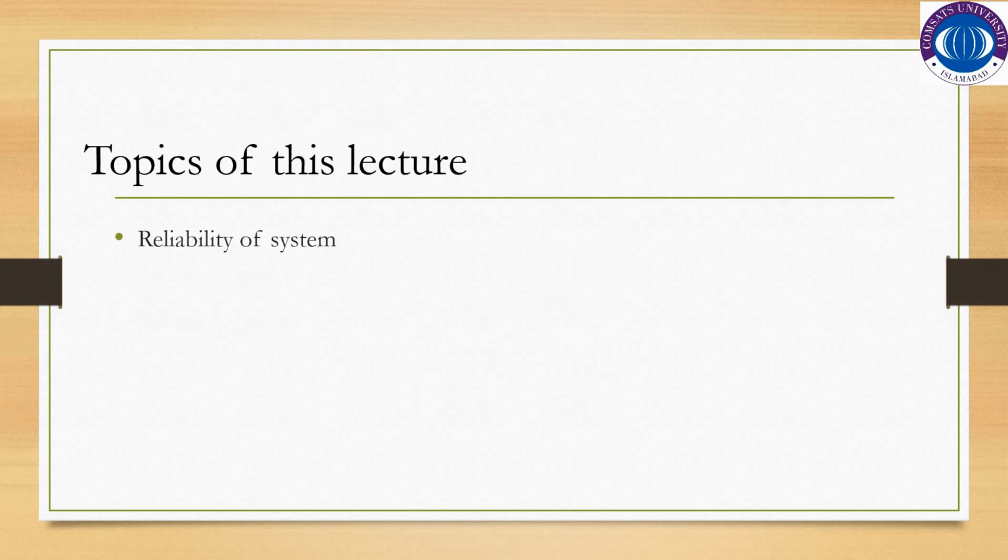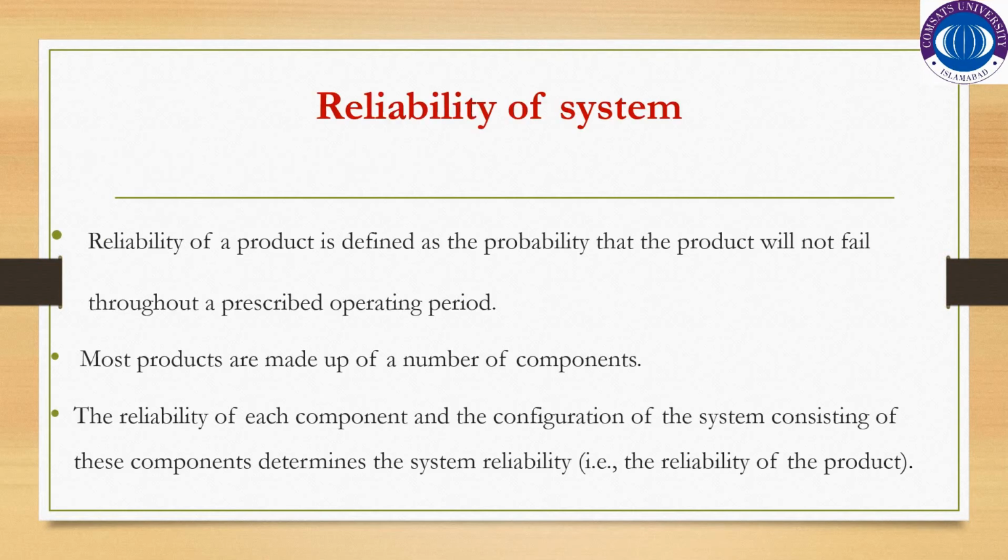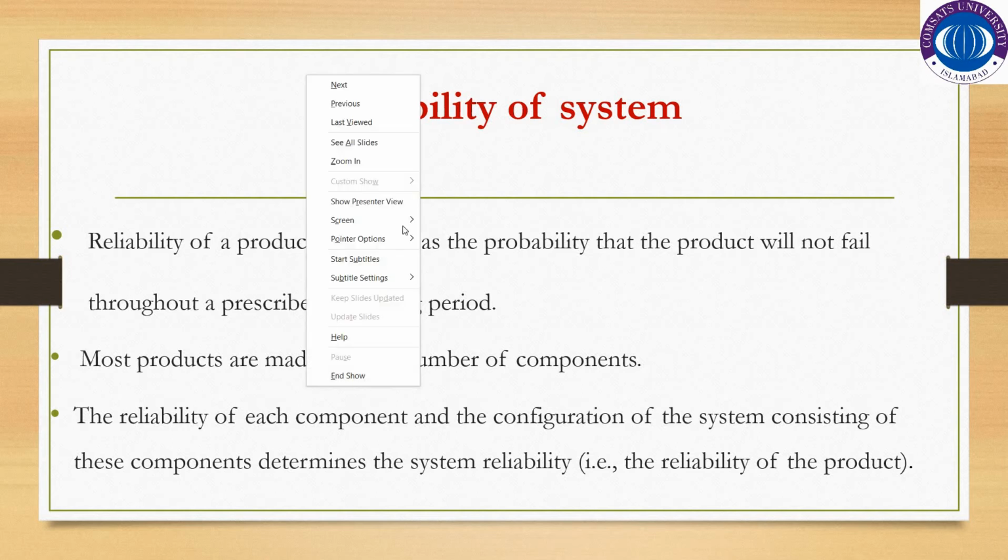Topic of this lecture is reliability of the system. First, we will see what is the reliability. Reliability of a product is defined as the probability that the product will not fail throughout a prescribed operating period. Reliability किसी product की, किसी system की क्या है? Probability that a system or that product will not fail. That will work actually.